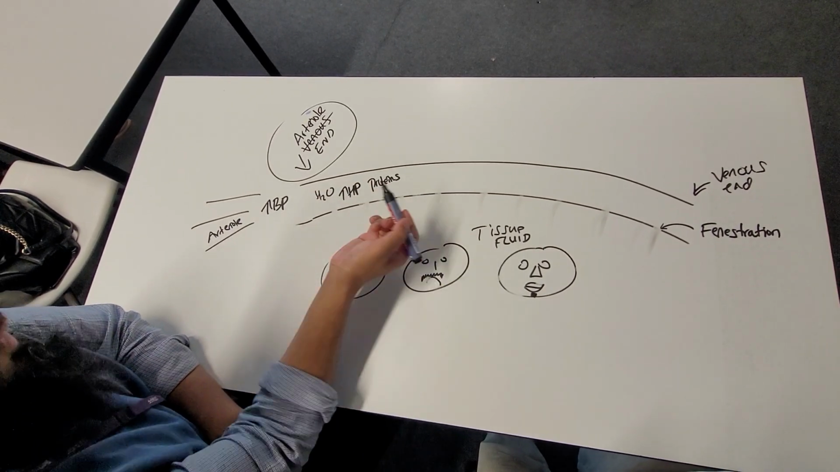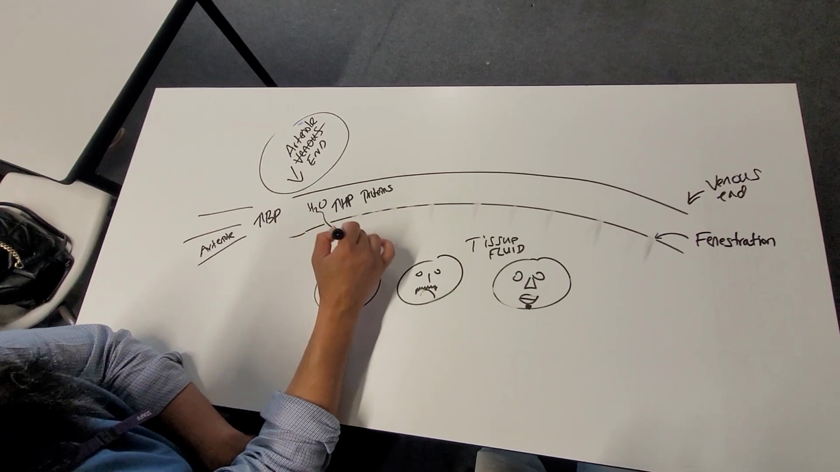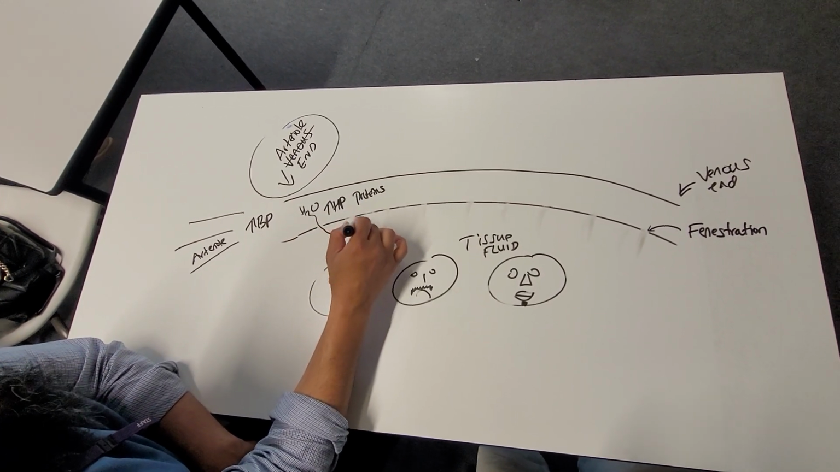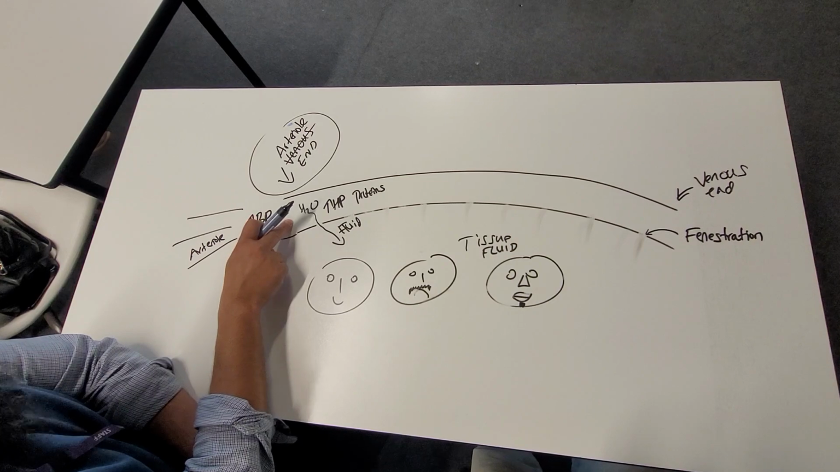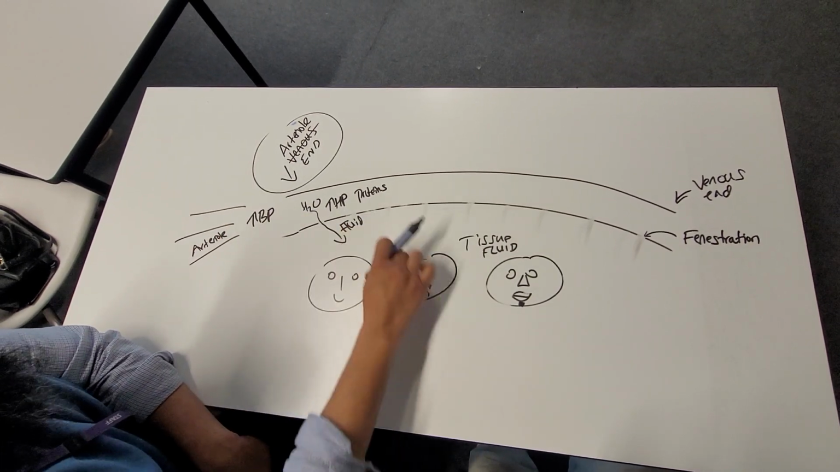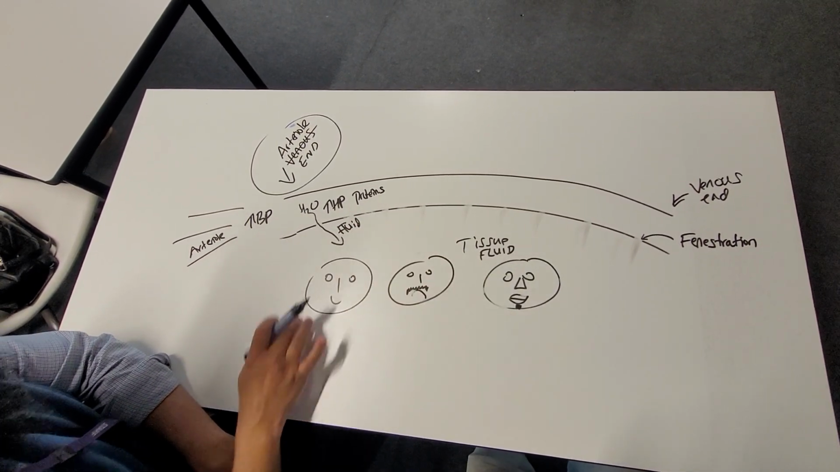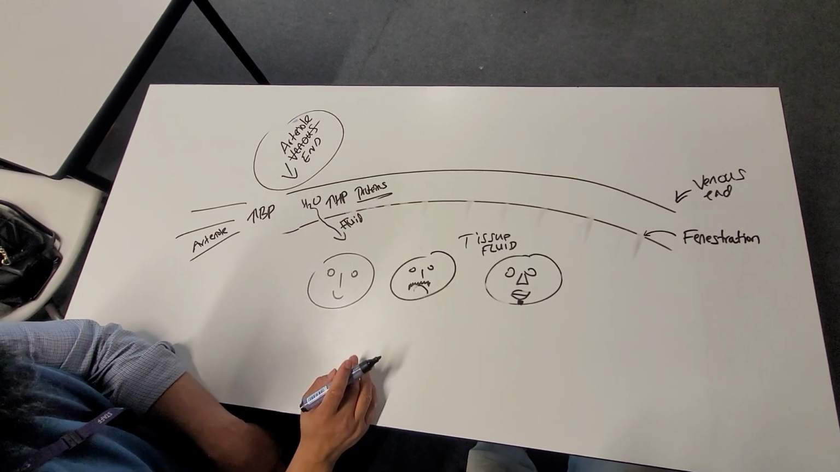This pressure will force the fluid to leave the capillary at the arterial end and enter the tissue fluid or the tissue space. The large proteins will remain.